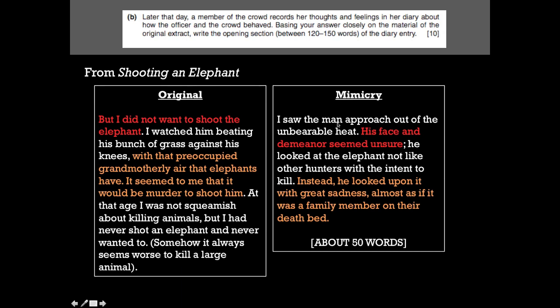So this mimicry passage, I saw the man approach out of the unbearable heat. His face and demeanor seemed unsure. He looked at the elephant, not like other hunters with the intent to kill. Instead, he looked upon it with great sadness, almost as if it was a family member on their deathbed. What I like about this is right here. We have the hesitation. Remember, we're concentrating on the officer.